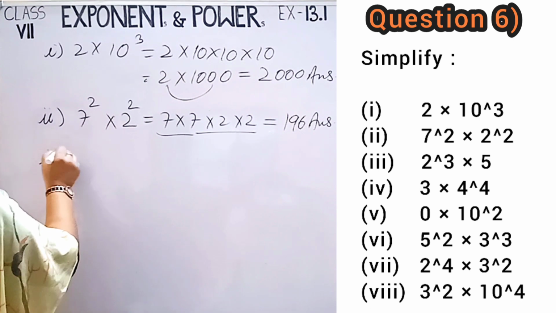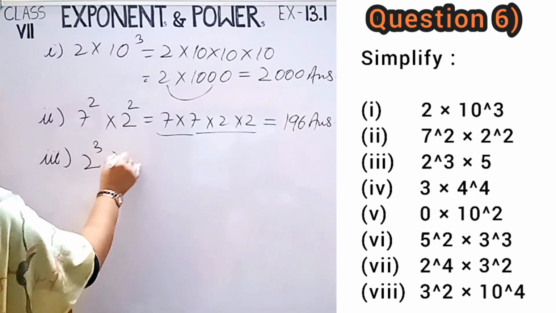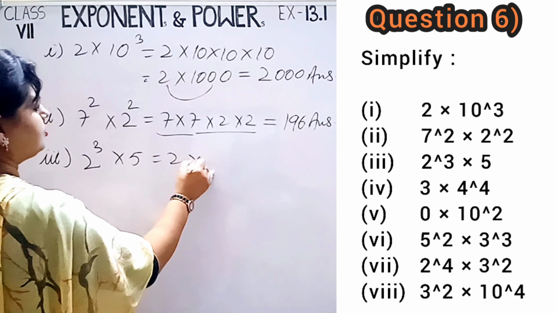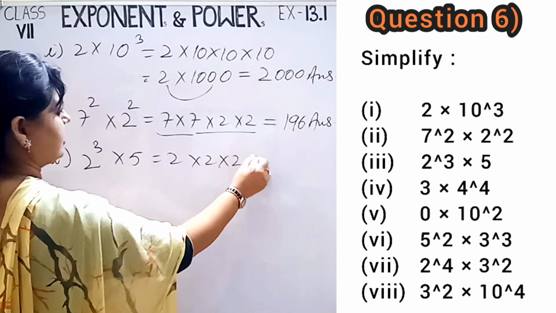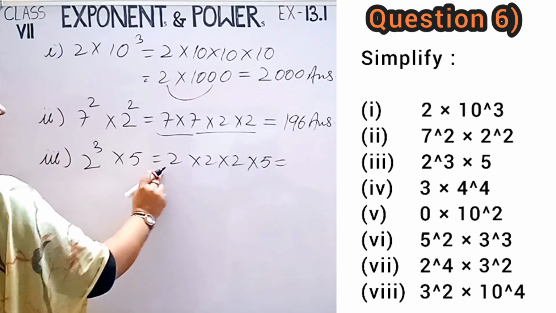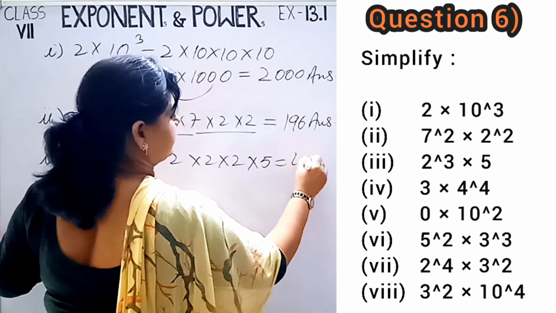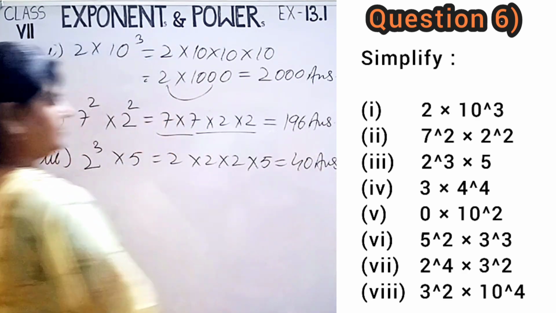Third part, 2 raised to the power of 3 and 5. Here, 2 into 2 into 2, 3 times, and 5. After multiplying all these numbers, we got 40. Answer.